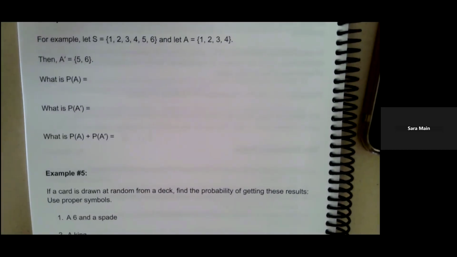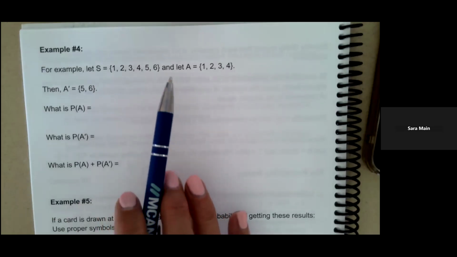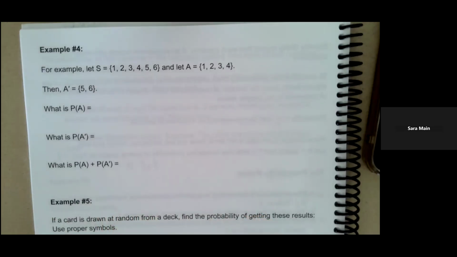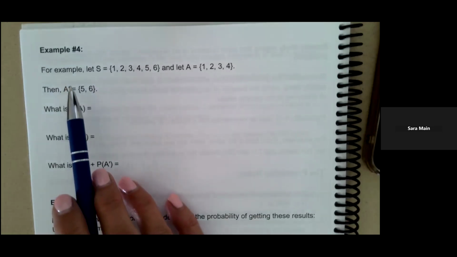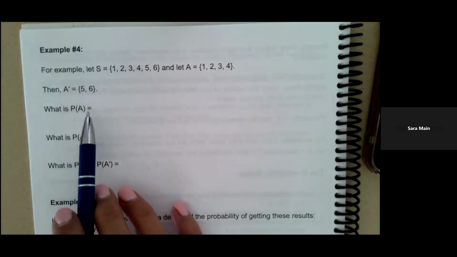So let's look at example 4. Let S be a sample space of 1, 2, 3, 4, 5, and 6, and let A be the sample space of 1, 2, 3, and 4. Let A prime or the complement be equal to 5 and 6. What is the probability of A?